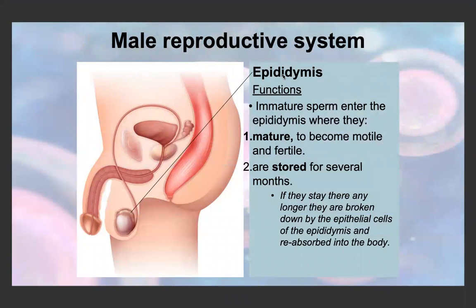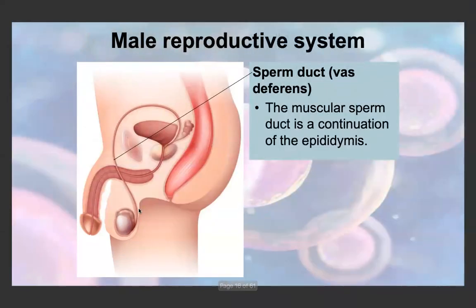The functions of the epididymis. Immature sperm enter the epididymis and they're stored here for a few months. They become mature when they're in here, so they become motile, so they can move, and fertile, so they can perform fertilization and reproduction. They're stored here for several months at a time. If they stay longer, they're just broken down by the epithelial cells in the seminiferous tubules, and then they get reabsorbed into the body. Then the sperm duct, which is this duct over here, it's also called the vas deferens, so you can use either name interchangeably.